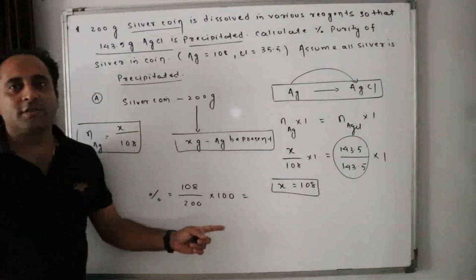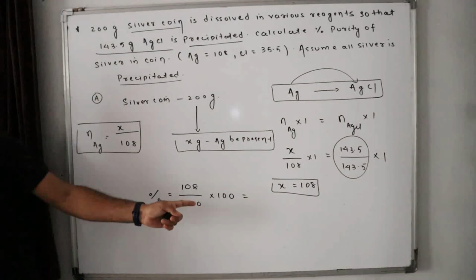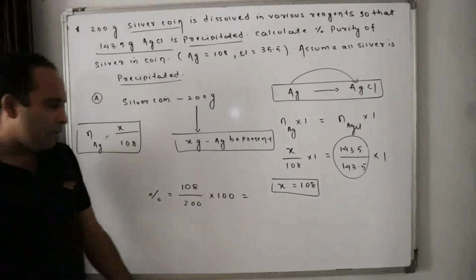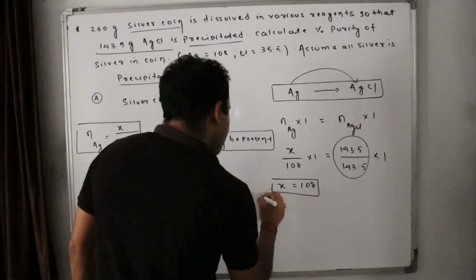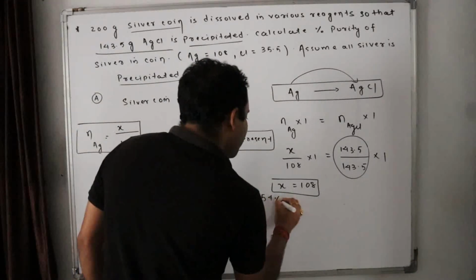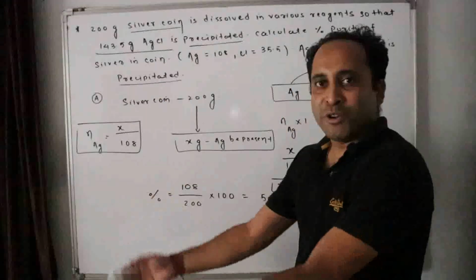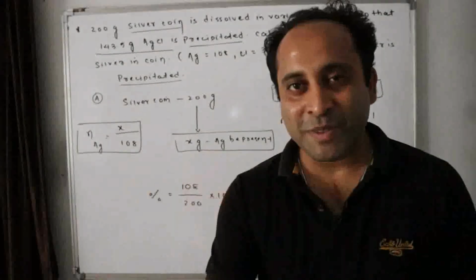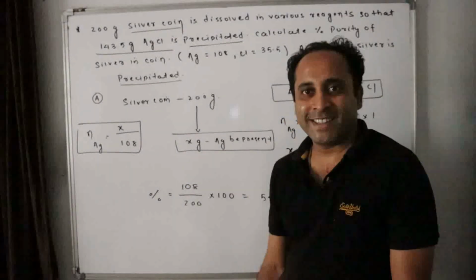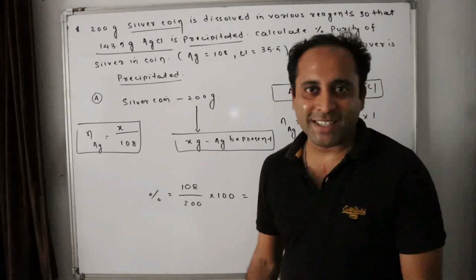Can anyone calculate this for me, please? Go on calculating. How much will be the value? I hope it will be approximately 54%. Do you want me to calculate on the board? Some people are asking, sir, why don't you calculate on the board itself? Okay, from the next questions, I'll calculate on the board only. Okay, do you understand this question?